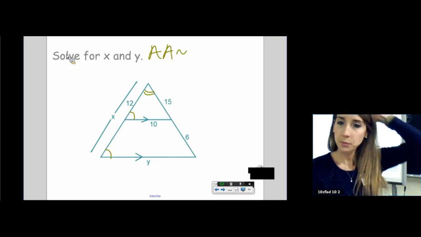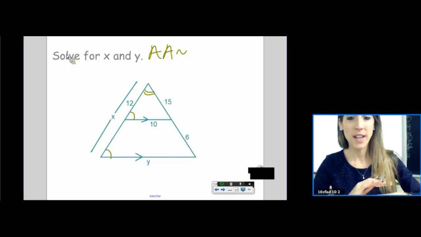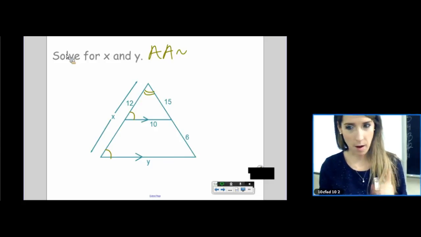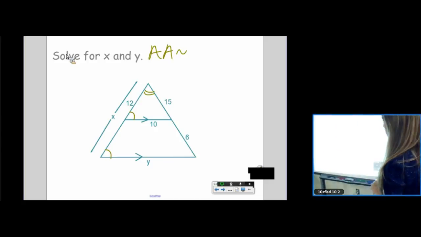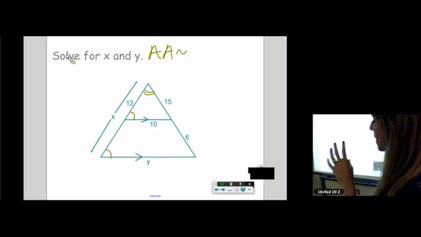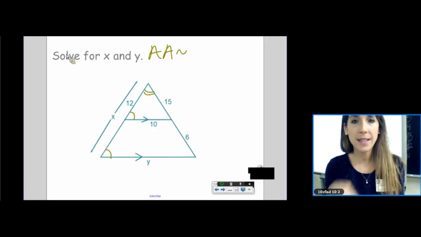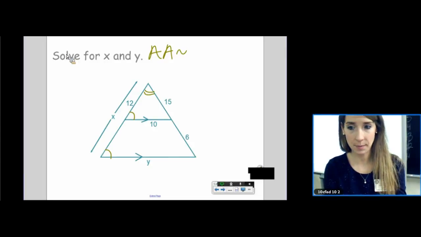And actually, once we prove them similar, we're done with the parallel lines. We're not really going to use that at all in this problem again. We'll use it later in the lesson. Okay, now what I recommend you do when you're finding multiple side lengths like this is I recommend you draw them separately until you get used to these types of problems.